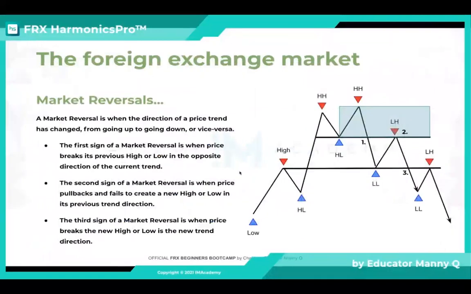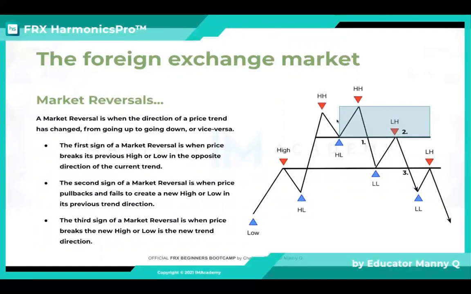So let's talk about the market structure rules. All righty. There are basically 3 signs of a market structure reversal that you want to commit to your memory. So let's talk about this. The first sign of a market reversal is when price breaks its previous low or high in the opposite direction of the trend. Again, the first sign of a market structure reversal is when price is breaking the previous high or low in the opposite direction of the trend.